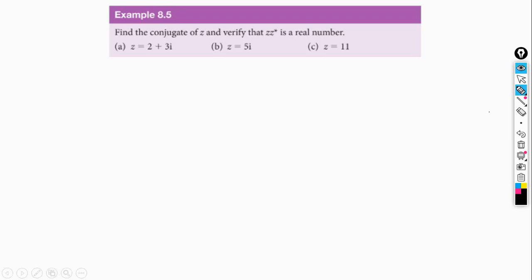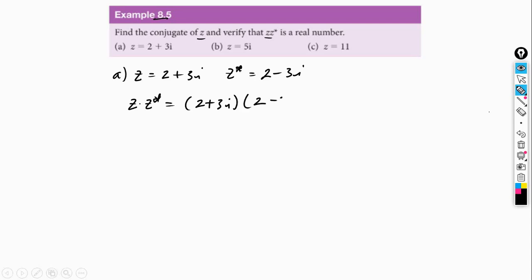So we continue with example 8.5, and it says, find the conjugate of z and verify that z times its conjugate is a real number. So for a, we have that z is equal to 2 plus 3i. Therefore, its conjugate is going to be 2 minus 3i. And then notice that z times its conjugate is going to be 2 plus 3i times 2 minus 3i. And we already know that this is equal to 4 plus 9, which is 13. And that is a real number, of course.